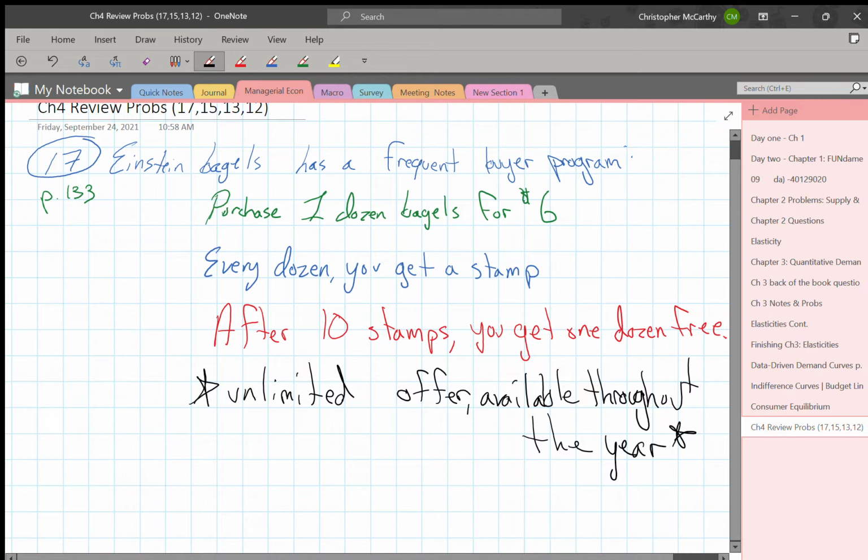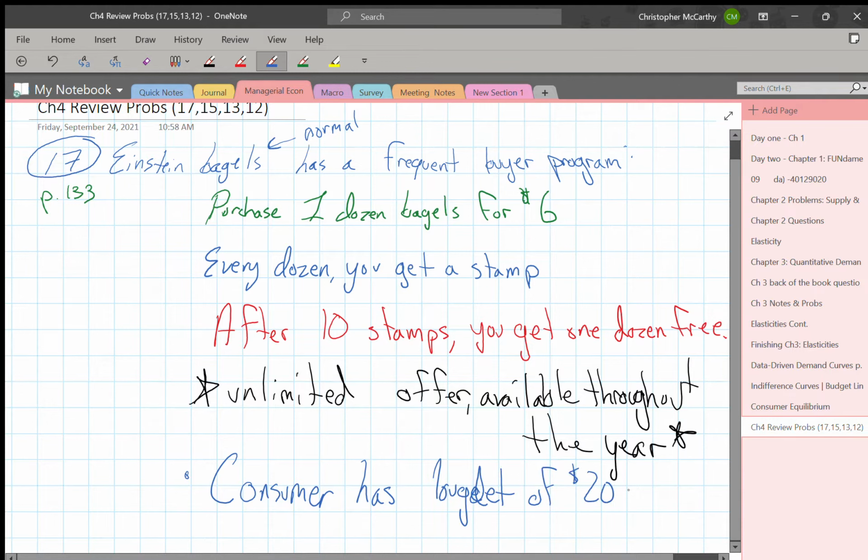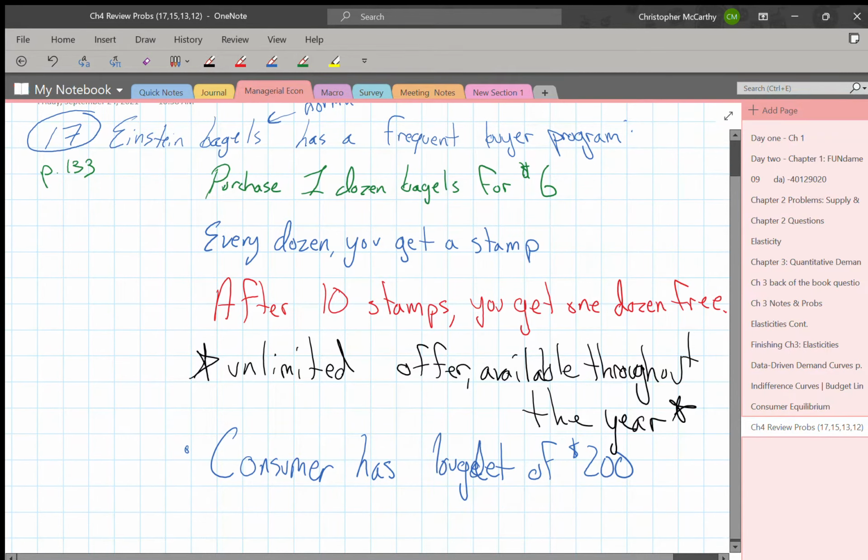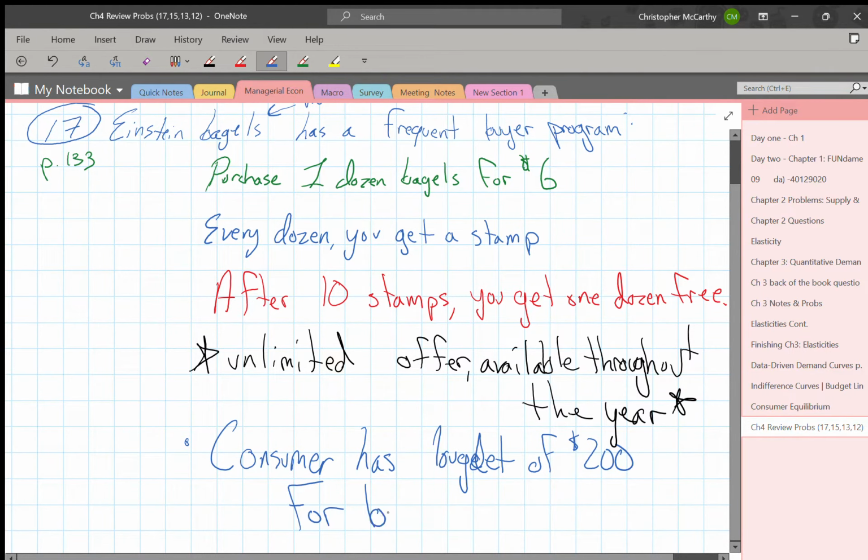So the manager knows that the products, bagels, are normal goods. And the manager knows that the budget set for the consumer has $200 for bagels and all other goods. So maybe this is their disposable income.